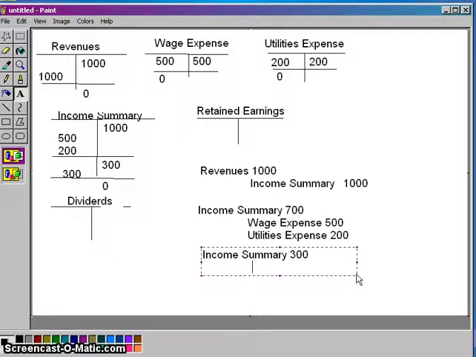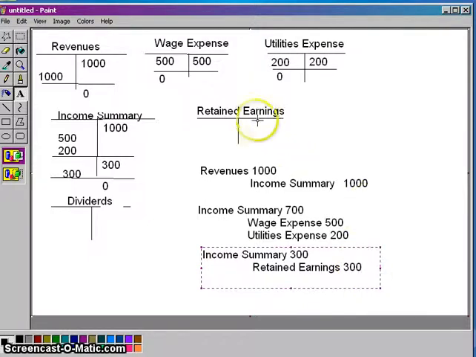And we're going to credit our retained earnings. We're finally doing the part where we put the net income into retained earnings. We keep talking about how net income winds up in retained earnings. This is the moment right here where it goes into there. So we're going to credit retained earnings for $300.